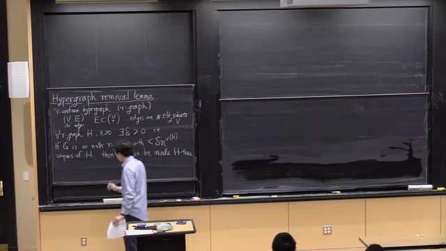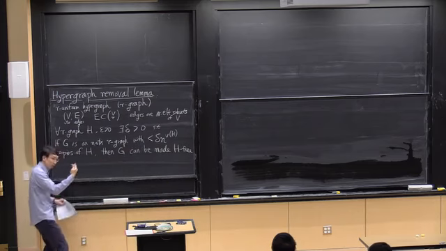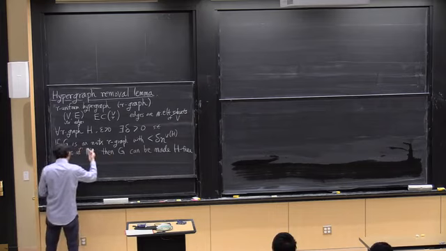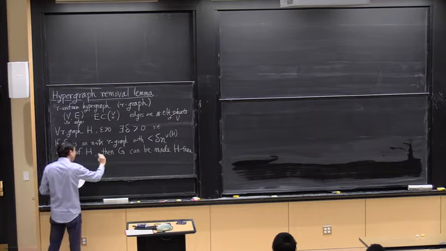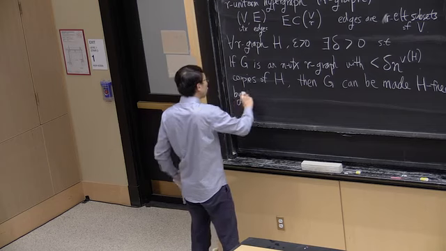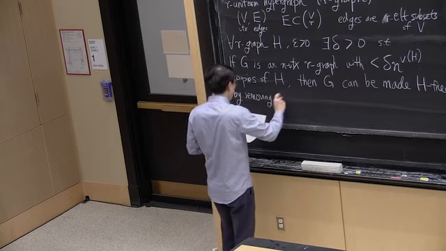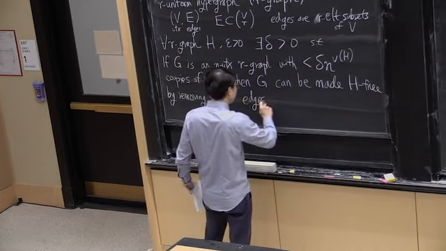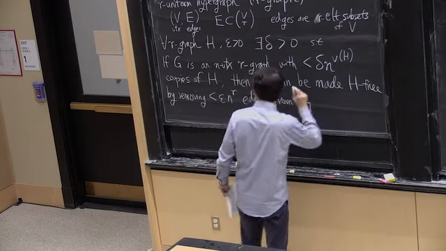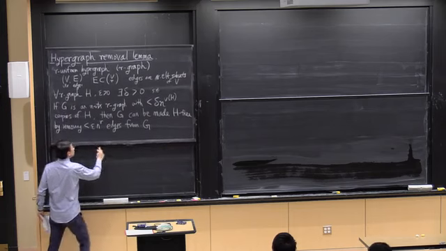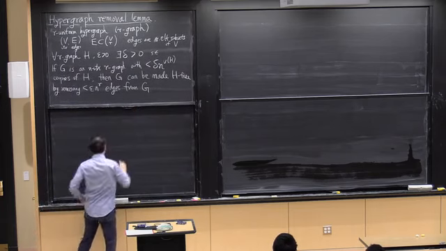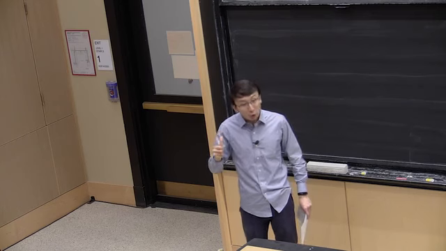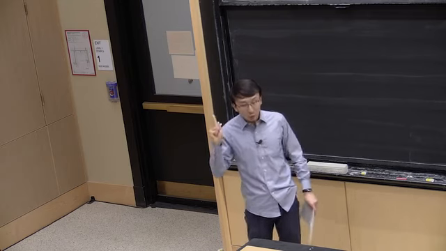H-free. So far everything's still the same as in the graph case, but now in the graph case the number of edges is at most quadratic. Here it's at most n to the r, so I want to make this r-graph H-free by removing less than epsilon n to the r edges from G. All right, so that's the statement of the hypergraph removal lemma. Right, so it's an extension of the graph removal lemma. Any questions about the statement?